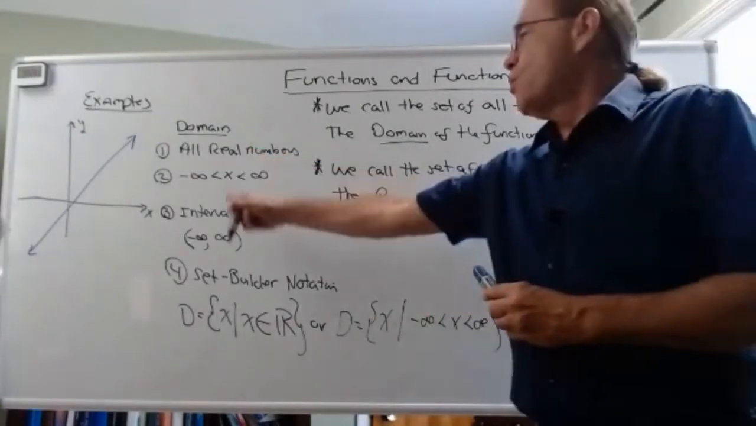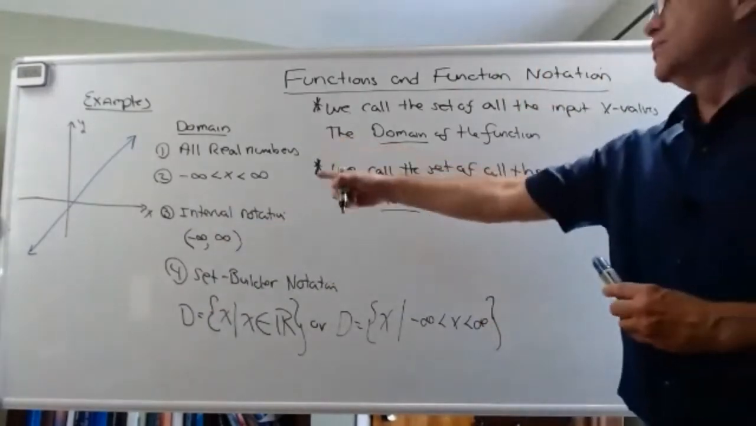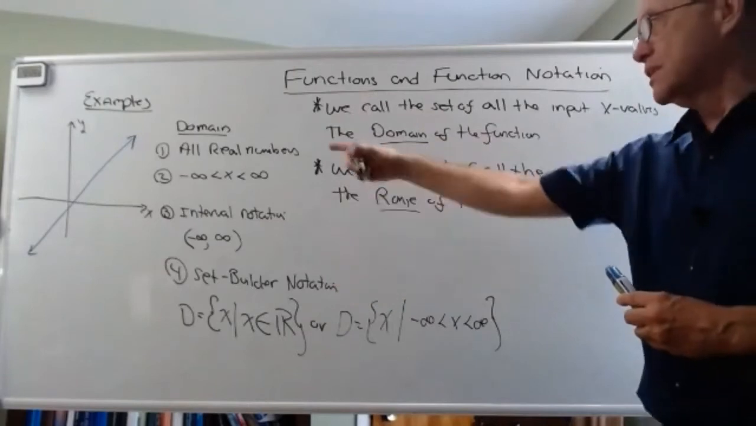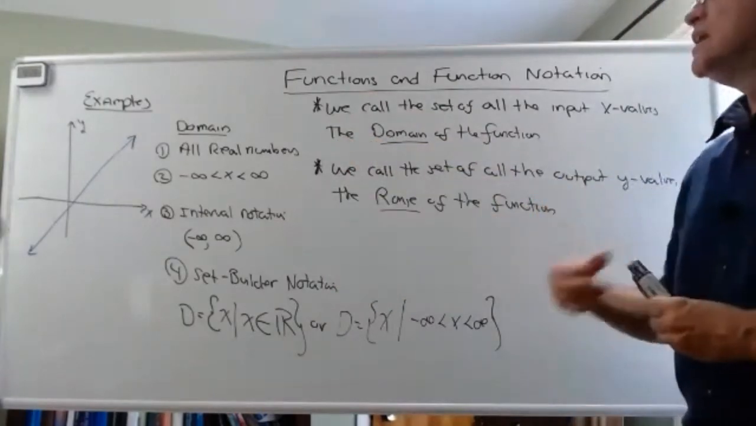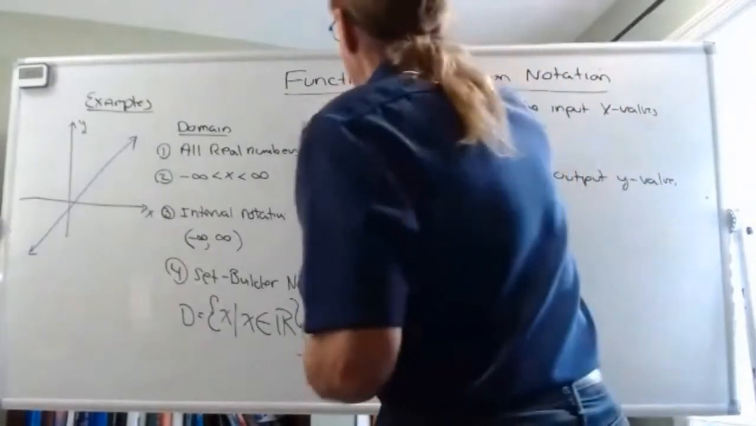So there are four different ways to express, if you will, the domain, and you need to be comfortable with all four of them. So in the textbook, it'll ask you to give all four for each of those. Okay, we did the domain. Let's take a look at the range.